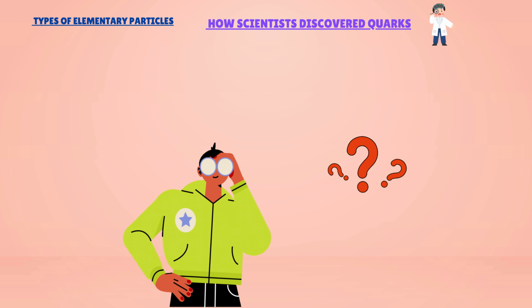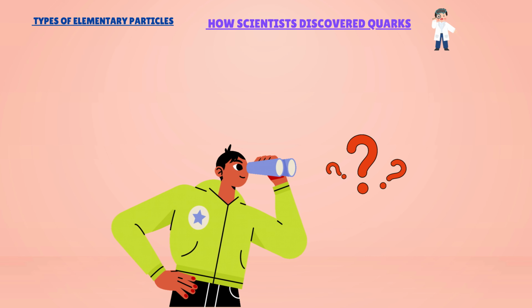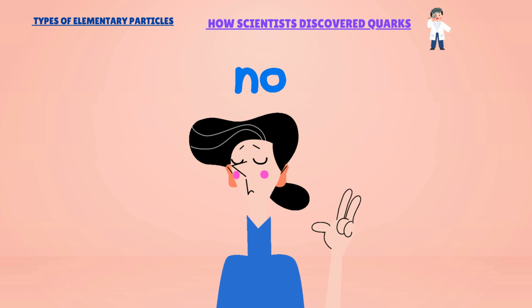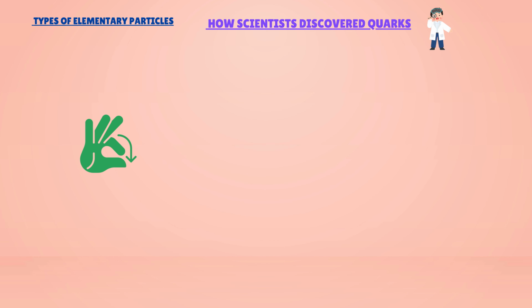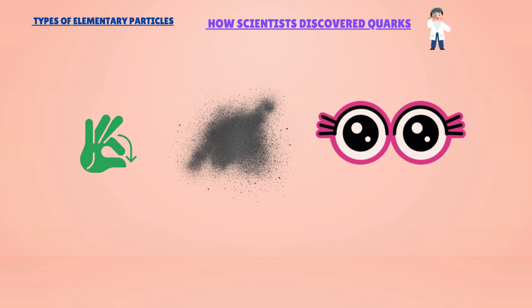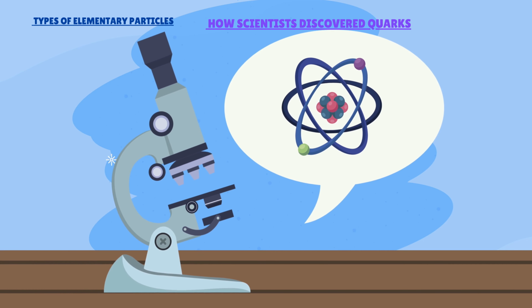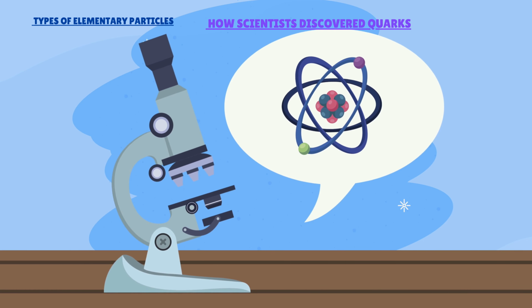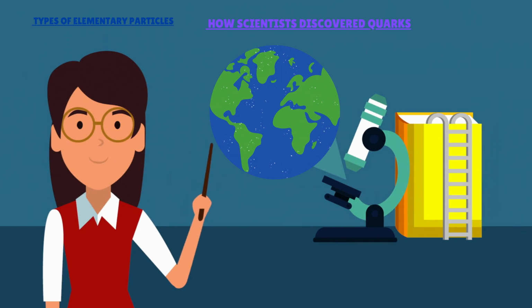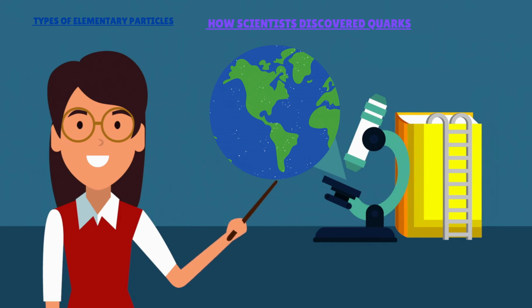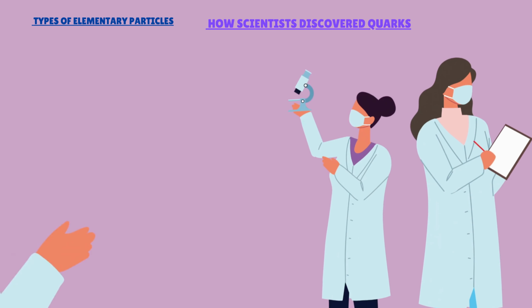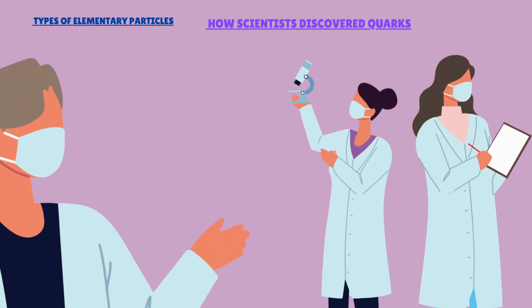You might be wondering, can we see quarks? The short answer is no. Quarks are incredibly small, way too small for our eyes or even most microscopes. In fact, to see one, you'd need a microscope as big as the entire universe. But here's the interesting part: even though we can't see them, scientists know they're there.